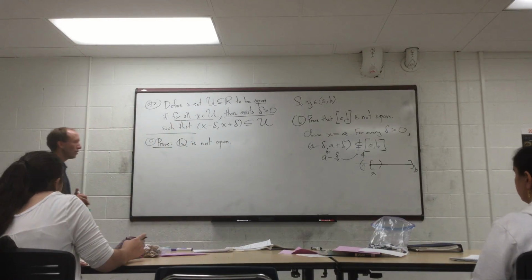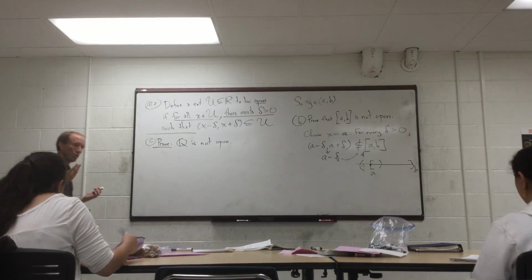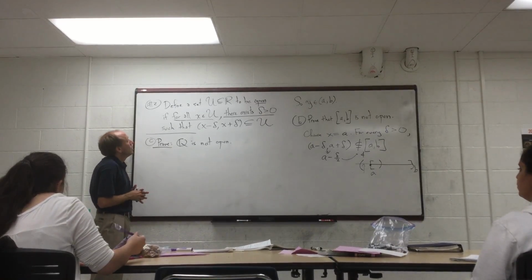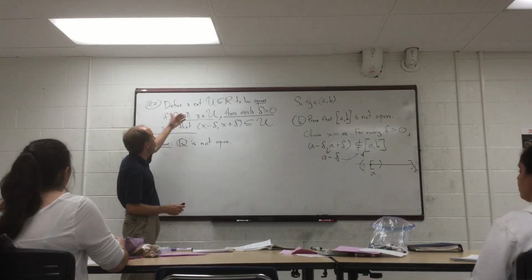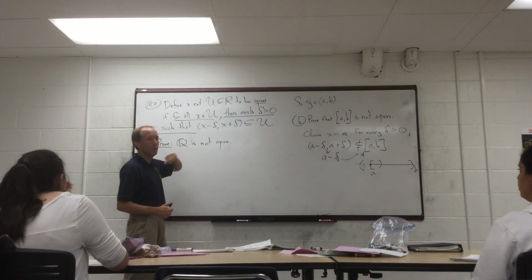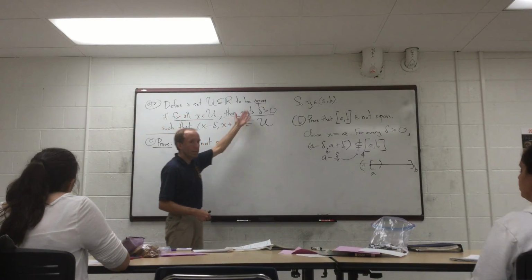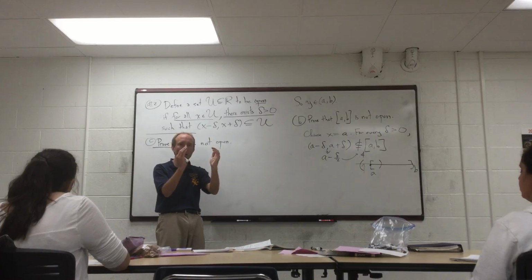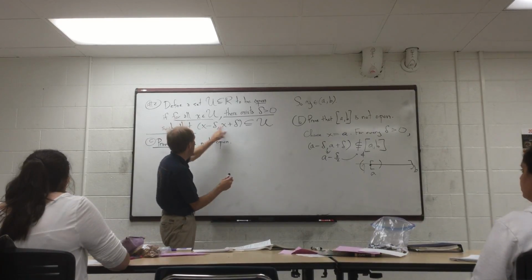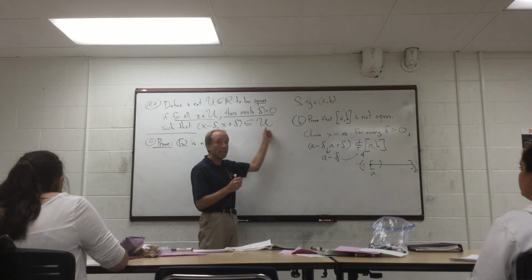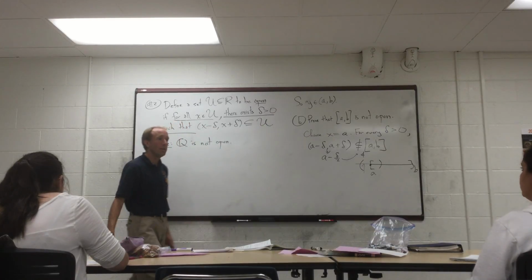Prove that Q is not open. So this is the rational numbers. Can you come up with a counterexample, basically? The definition says for all rational numbers there is going to exist a delta such that the neighborhood around that rational number, whatever delta you have, is contained in Q. Is that going to work?